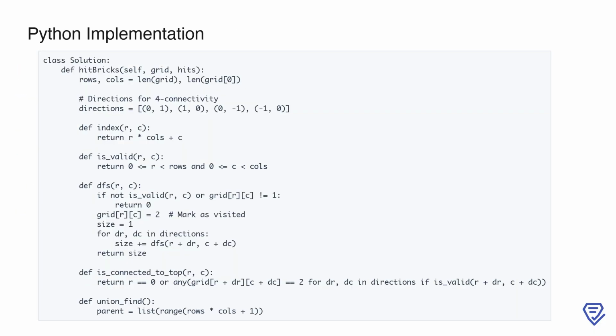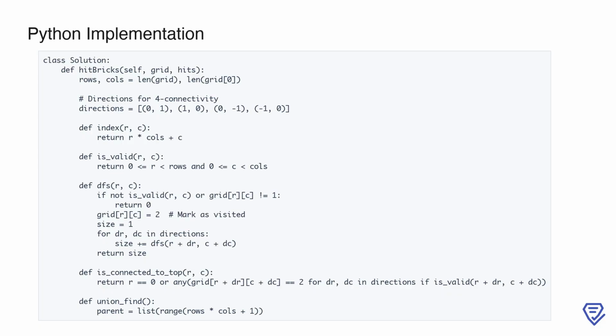Here, we start by defining the structure of our solution. The hitBricks function takes two arguments, grid, which represents the brick layout, and hits, which lists the positions of bricks that are hit. We first determine the number of rows and columns in the grid, which will help us navigate through it. Next, we define the directions variable to represent the four possible movements, right, down, left, and up, for traversing neighboring cells. The index function converts a 2D grid position into a 1D representation for use in our union-find data structure. Then, the is_valid function ensures that a given row and column are within the grid boundaries.